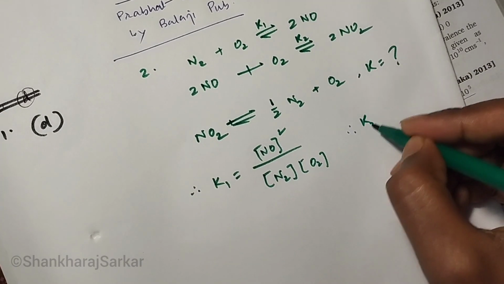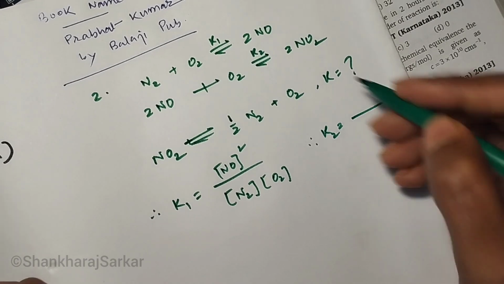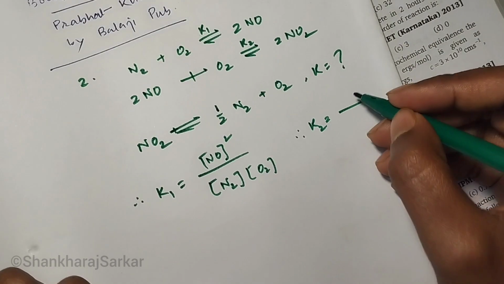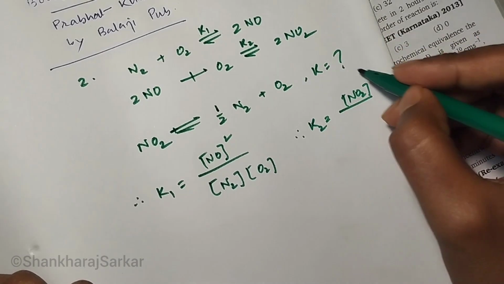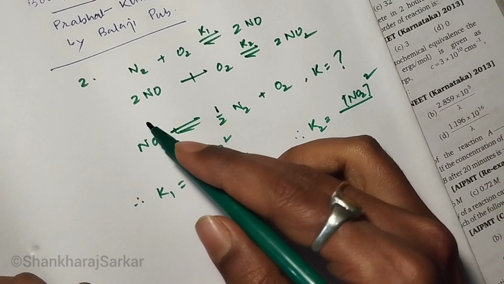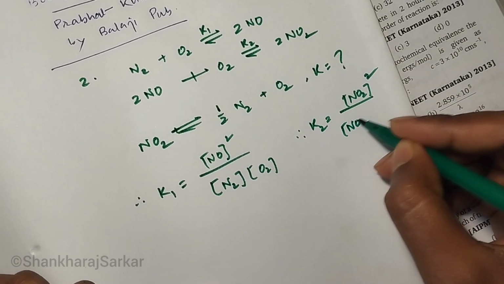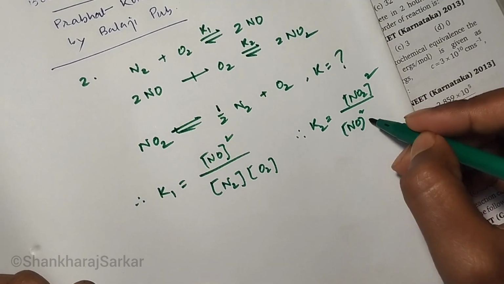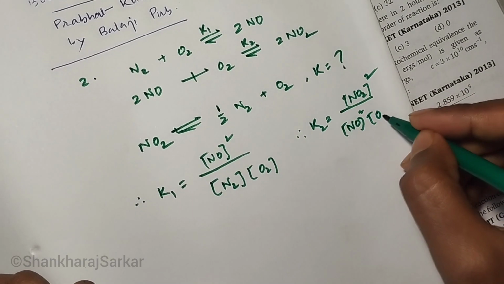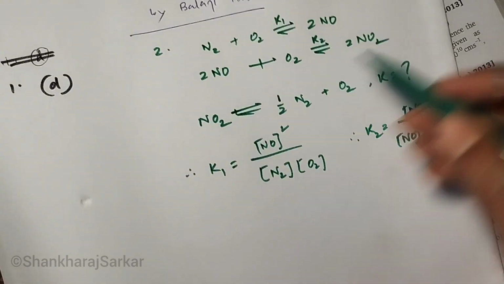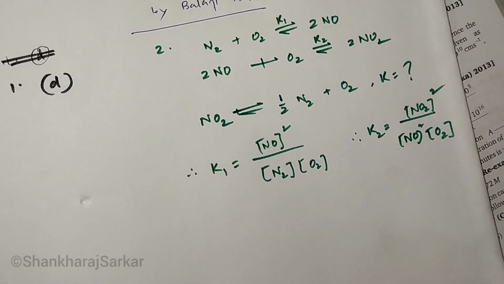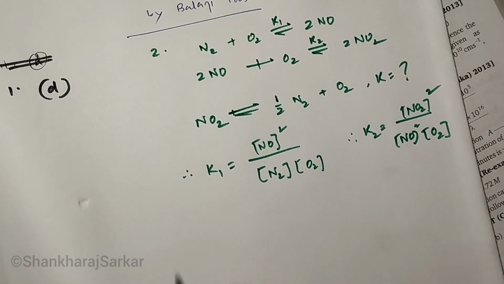Next, K2 will be equal to NO2 squared, since the coefficient is 2, divided by the reactant NO, how many times? 2 times, so NO squared, then O2, how many times? 1 time, no need to write. So these are the K1 and K2 for the given equations. Now we have to find the value of K.